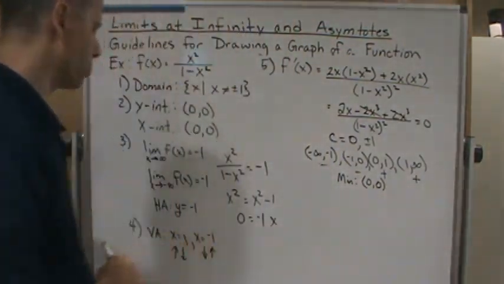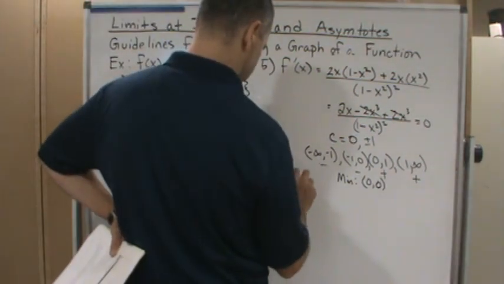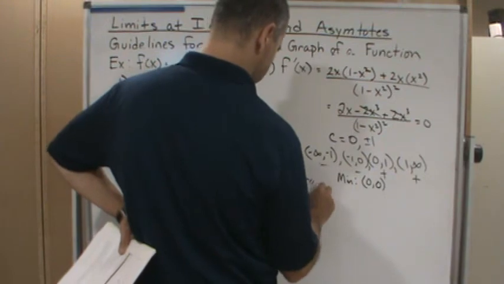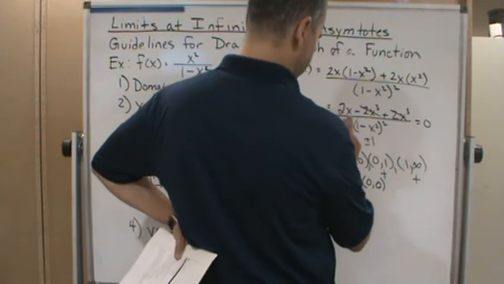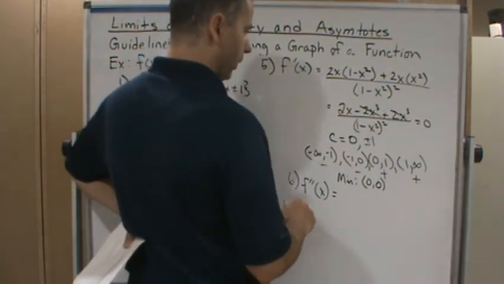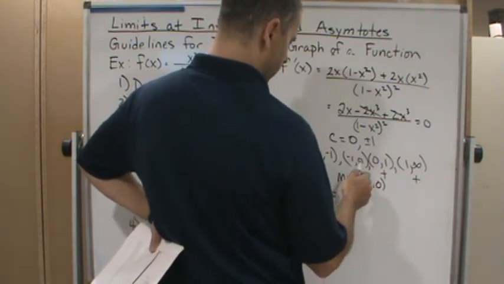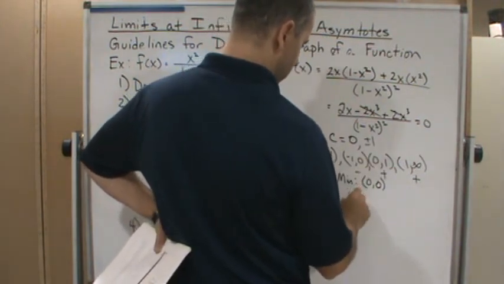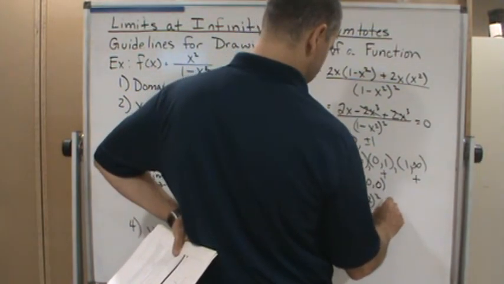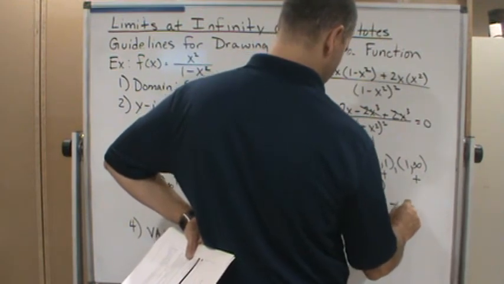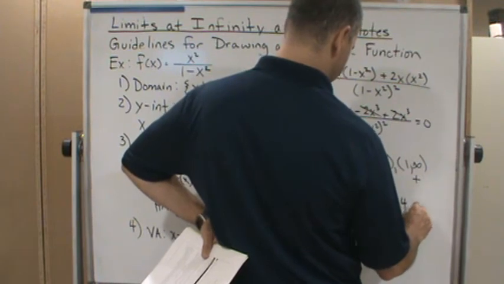Okay, now second derivative. So now we're going to take the second derivative, so the derivative of this, so we're going to do low d high minus high d low. So it's going to be 1 minus x squared times 2 minus high d low, which is going to be 4.